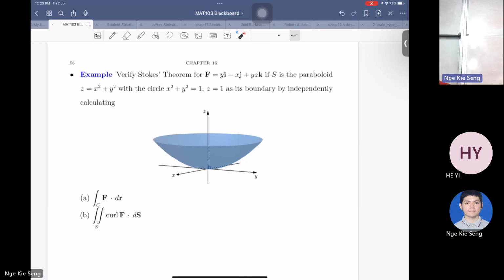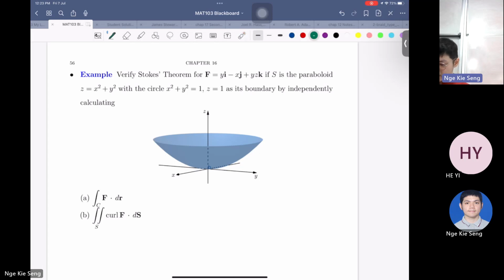So if S is a paraboloid described by z equals x squared plus y squared, and cut by the circle x squared plus y squared equals 1 and z equals 1 as its boundary, we need to compute these two values. We need to verify whether Stokes' theorem is true or not. So these are the two quantities we need to compute.